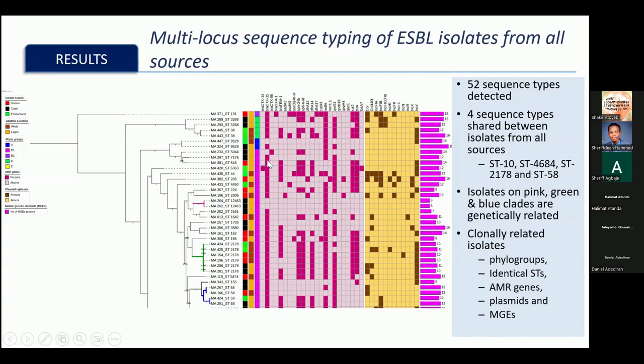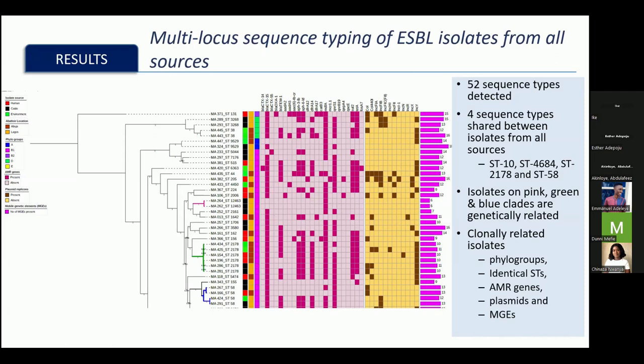So I mentioned the sequence types that we had, and that these isolates were related because the phylogroups were the same. They had identical sequence types. They had similar antimicrobial resistance genes. They had similar plasmids and mobile genetic elements.